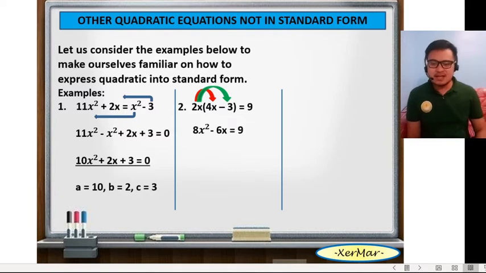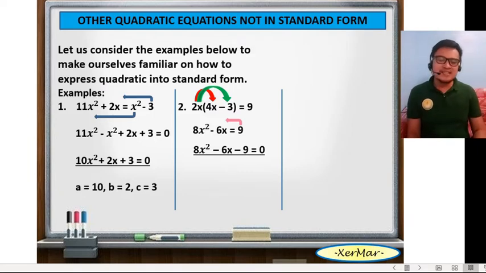So, next, dahil yung 9 natin ay nasa kanan, kailangan natin siyang i-transpose sa kaliwa. At magiging negative yan siya. At ang maiwan na lang sa kanan ay 0. So, we have the transpose positive 9. We have 8x squared minus 6x minus 9 equals 0.